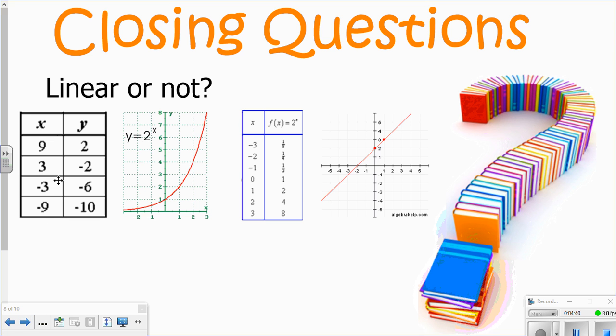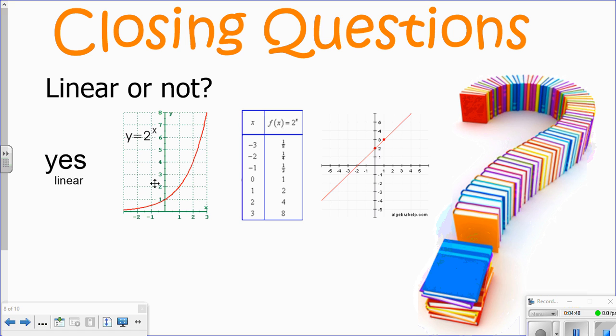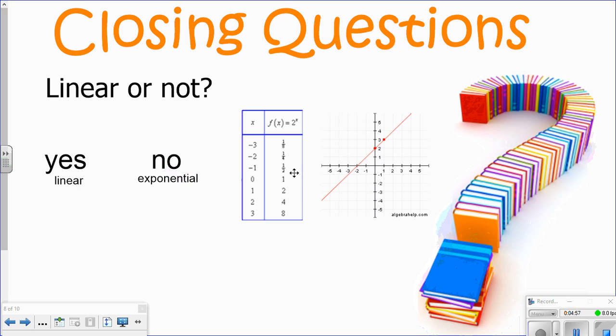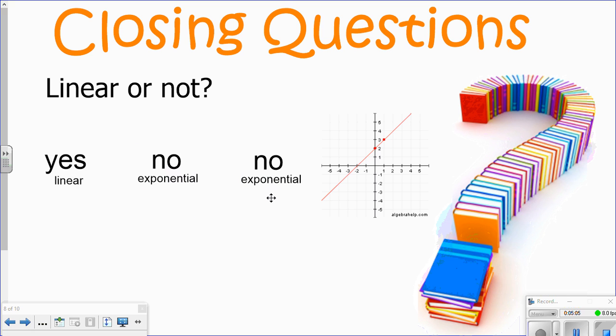So our examples here, linear or not. So this first one, we look at the y, it's how much it's changing, and how much the x is changing. Yes, that's linear. This one, again, this curve that we have, and we have an x as the exponent. No, that's exponential. Here, looking at the equation, you can see x in the exponent, and you can see that it's doubling. So when it's doubling, it means it's multiplied by 2. And this one, yes, because it is a straight line.